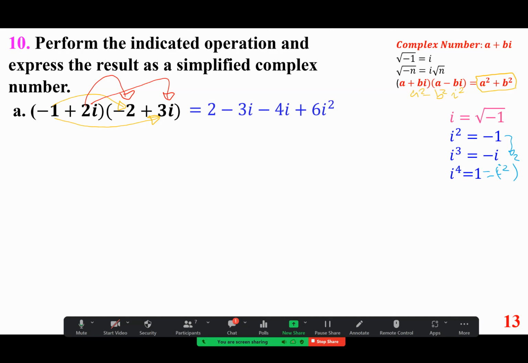Therefore, let's clean it up and write it with a different color. Makes it easier to understand. So this is i squared to the second power. So if you put negative 1 here to the second power, it becomes positive 1.